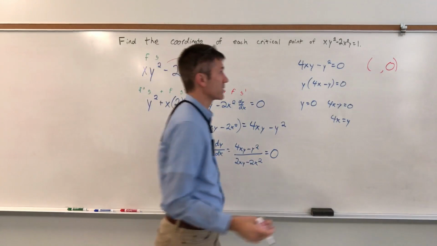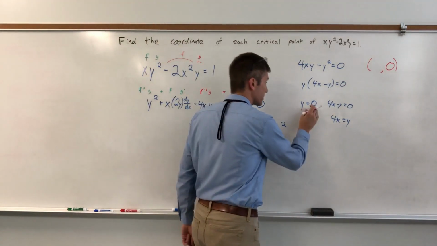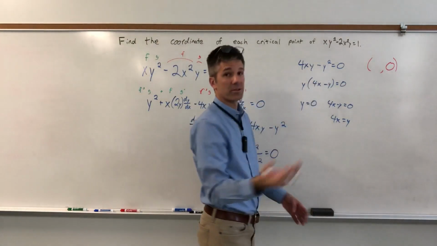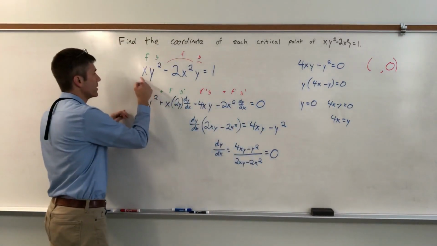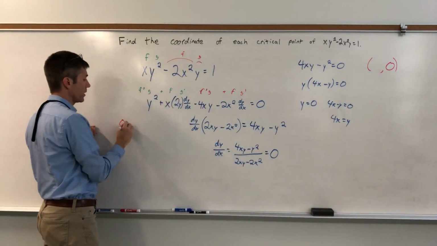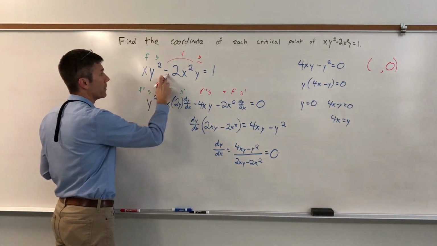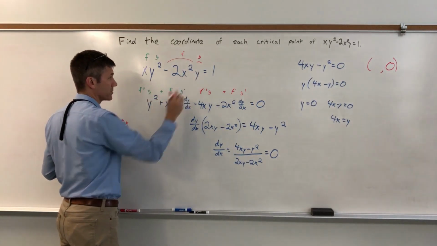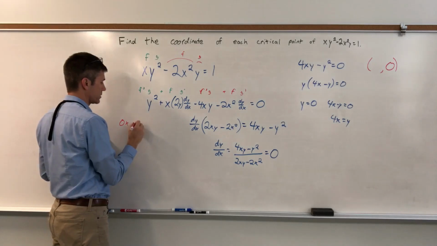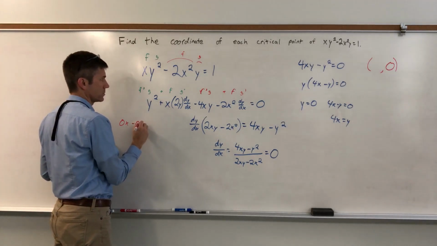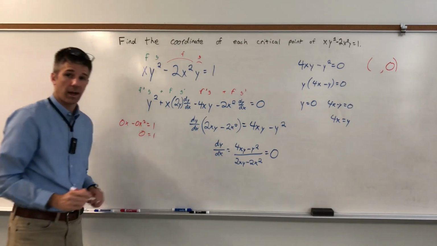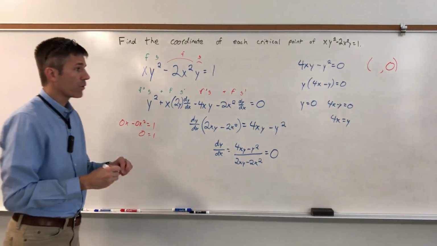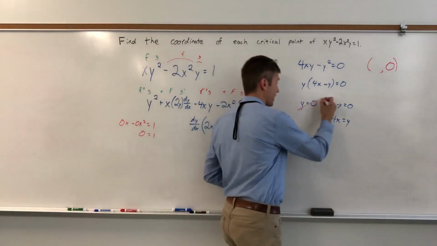And here's why that doesn't work. If I plugged 0 into the original equation, I would have x times 0, so 0x, minus 2x squared times 0, so minus 0 x squared equals 1. Well, 0 equals 1. Good luck with that. That's not going to work. So therefore, y equals 0 is not a thing.